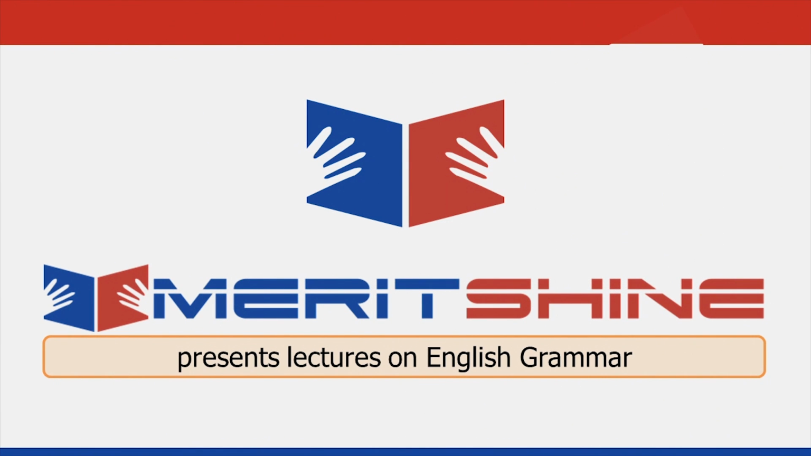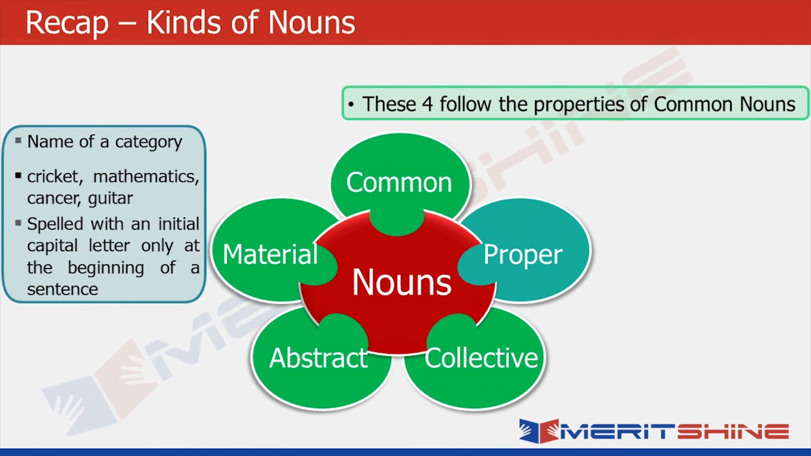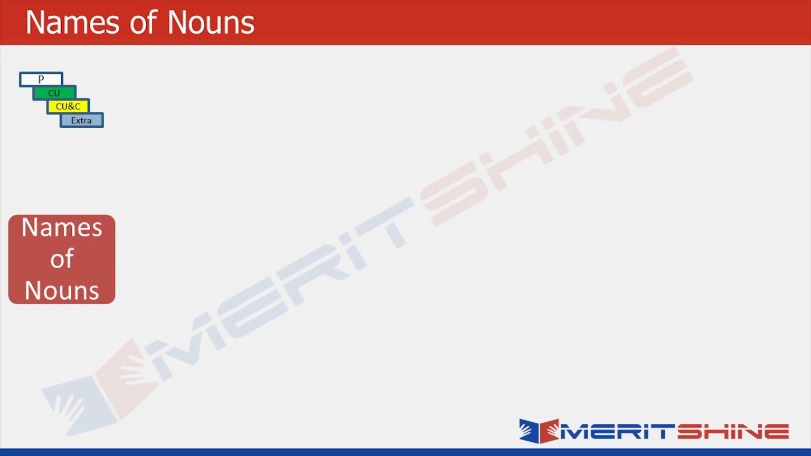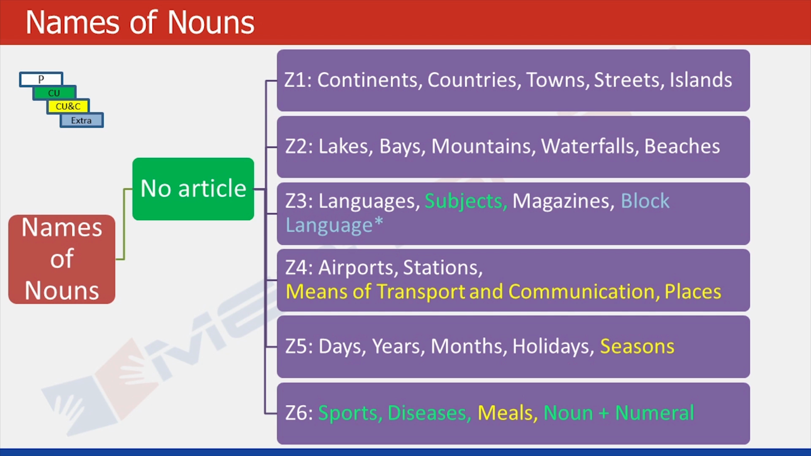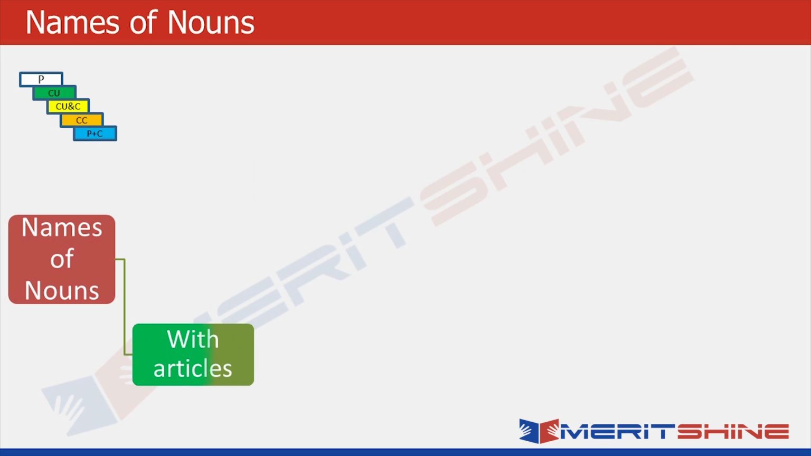In the last video, we learned that there are some common nouns such as cricket, mathematics, cancer, guitar, etc., which can be misconstrued as proper nouns. For our discussion on articles, we refer to such common nouns along with proper nouns as names of nouns. We have discussed the cases where these names of nouns will not take any article. And now we shall talk about the cases where they will take an article.